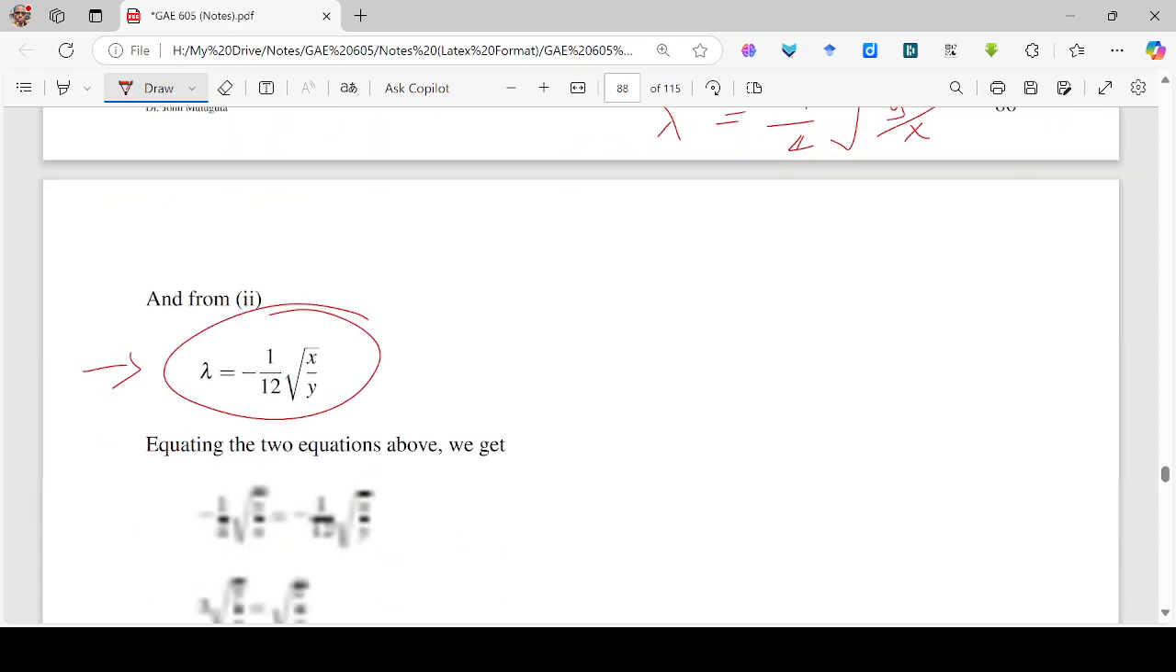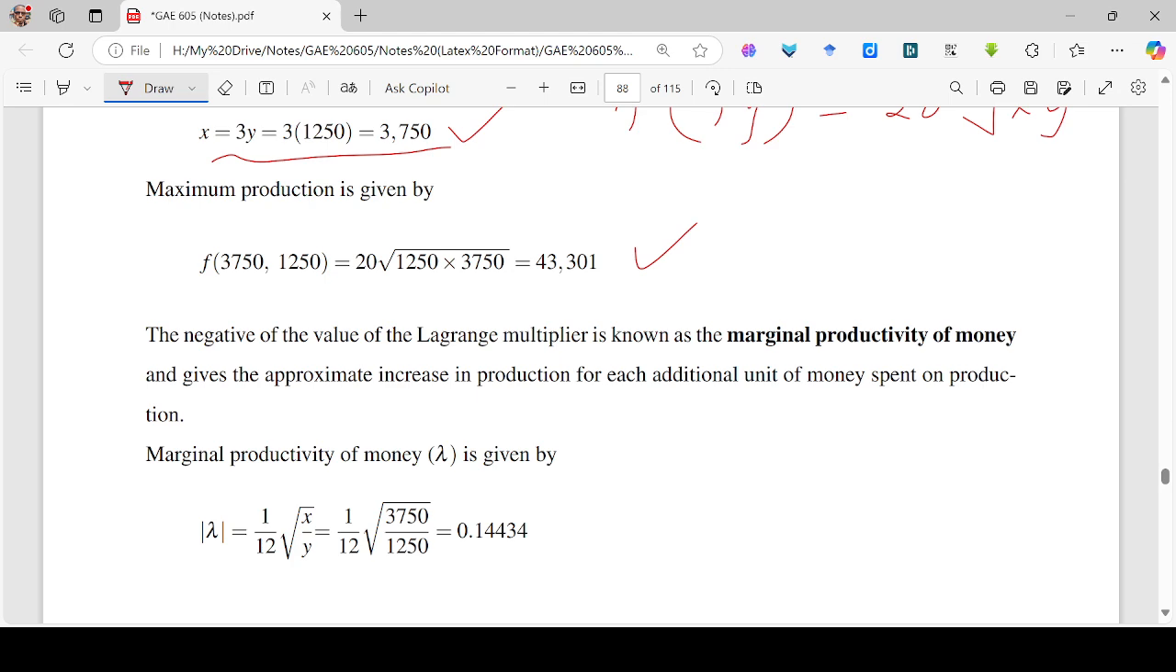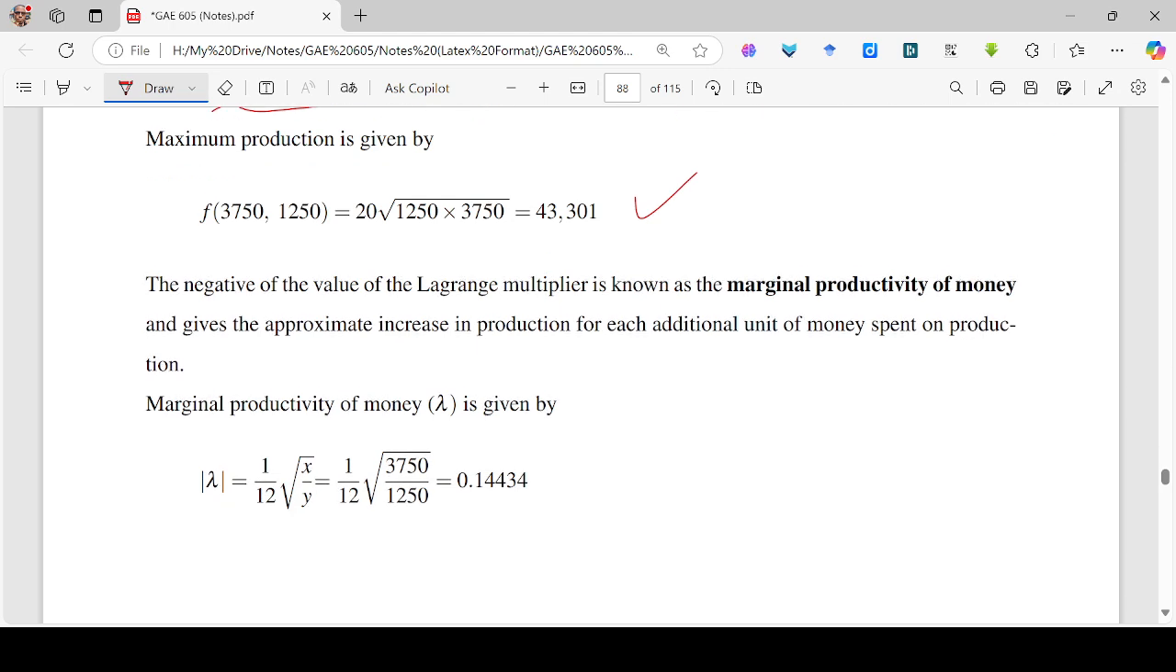Now, the value of lambda that we have here, either from this equation or this one, we call it the marginal productivity of money. And this one gives the approximate increase in production for each additional unit of money spent on production. So in this case, the marginal productivity of money, which will now be the modulus or the absolute value of lambda, we can substitute the values of x and y, we get 0.14434. So this will give the approximate increase in production when we have an additional unit of money.